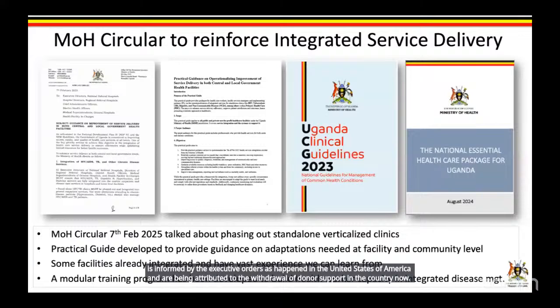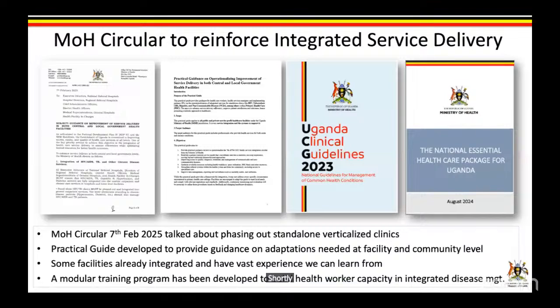As a country, we've had this conversation for quite a long time, and we all realize that the circular that was generated by the accounting officer of the Ministry of Health was issued shortly before the executive orders were announced. And that means that as a country, we had our own plans ahead of time. And this was aiming at making sure that we optimized the services and had a healthcare system that was responsive to the needs of the population rather than the disease-based approach that we were implementing as a country.